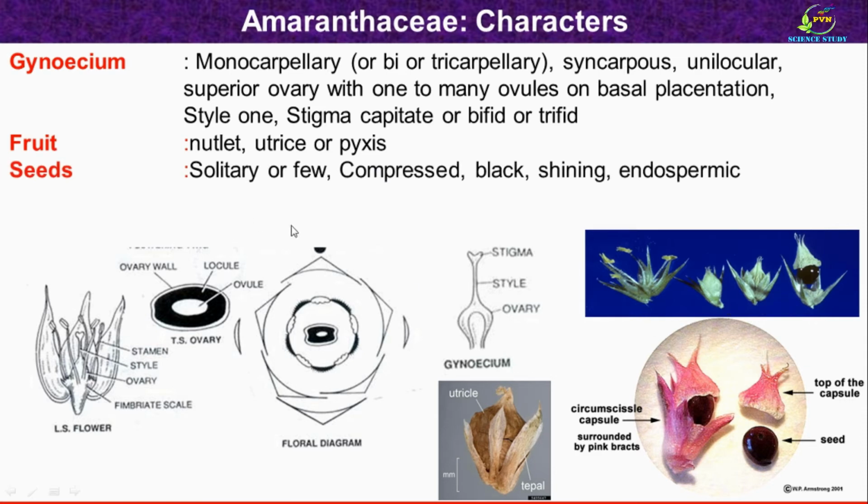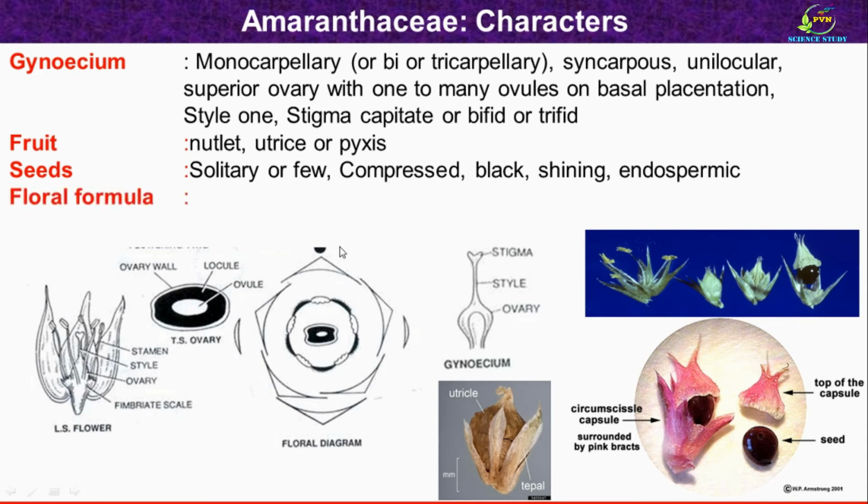Then regarding seeds, the fruit contains seeds. So this is the seed of Amaranthaceae family. Seed is solitary. Sometimes only one seed is produced and so described as solitary, but sometimes few seeds are produced. The seeds are compressed. As you can see here, they are black in color. They are shining as you can see here and they contain endosperm, so described as endospermic.